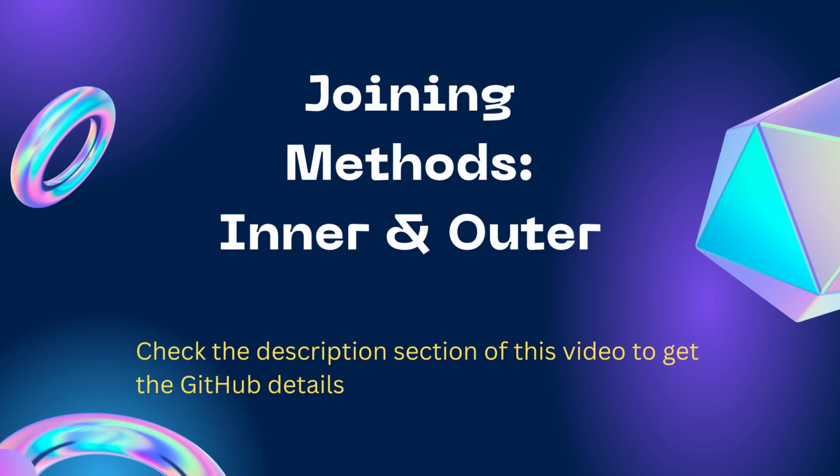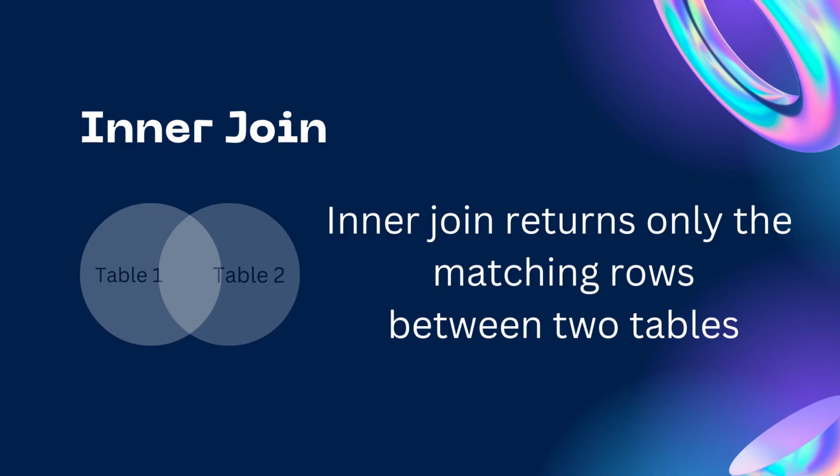In this video, we are going to learn about these joining methods, inner join and outer join. In our previous video, we have observed that we are doing the joining between two tables using primary key and foreign key. Now, what is inner join? We have this table 1 and table 2. An inner join returns only the matching rows between two tables. That means you will get only matching rows between this table 1 and table 2.